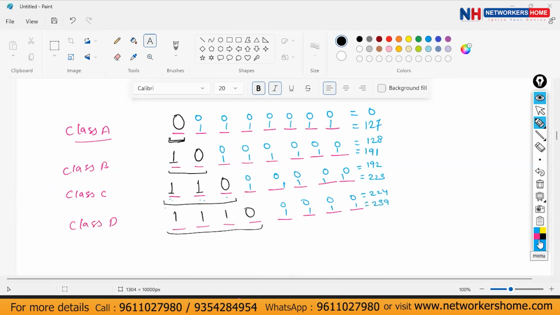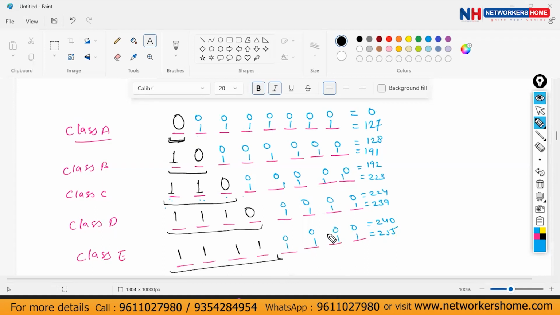Okay. And then for class E, again, only 4 bits were reserved, and all 4 bits were 1. Minimum, all zeros. Maximum, all ones. So if you calculate the minimum, it is going to be 240. And the maximum is going to be 255. This is how the class range was divided. So this is clear to everyone.